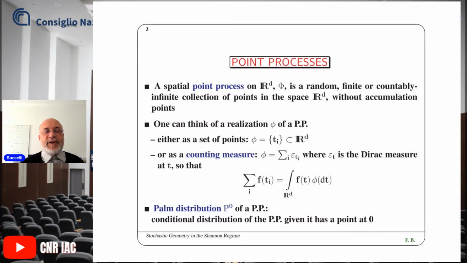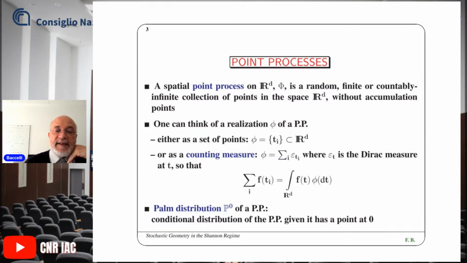A very important concept, which I will partly use in the lecture, is the notion of Palm distribution of a point process, which is the conditional distribution of the point process given that it has a point at the origin. For Poisson, it so happens that it doesn't matter so much. There is a famous theorem, called Slivnyak's theorem, which says that the Palm distribution of a Poisson point process, because of total independence, is just the Poisson point process plus a Dirac mass at the origin.